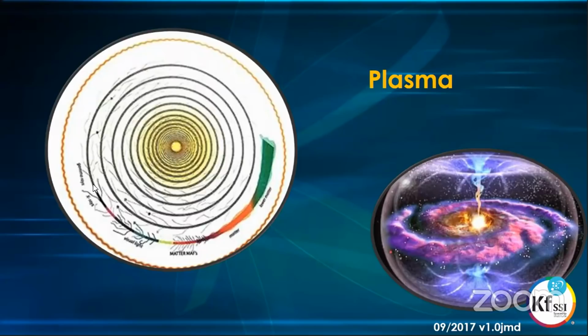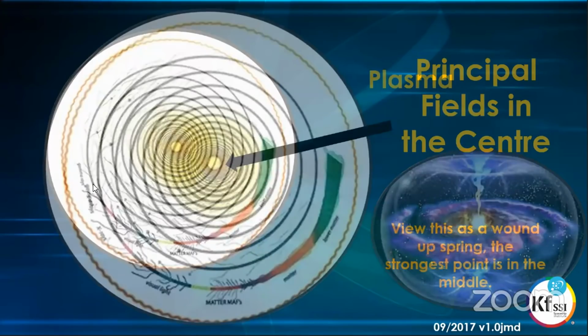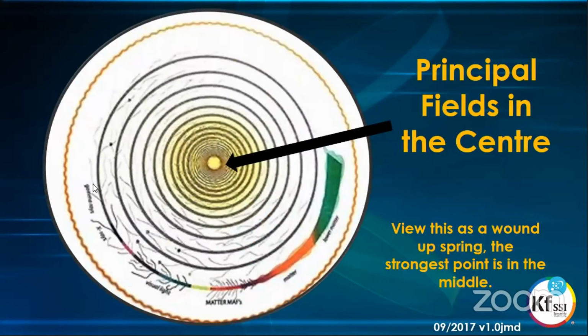Okay, and what we can understand from the spiral is if one views it as a wound up spring, and I think we've all played with springs before, when you wind them up, the strongest point in that spring is in the center. And this is what we call the principal fields that are in the center. As we move to the outside, we know with that spring they become weaker. So each point on the spiral represents a certain magnetical and gravitational field strength. So obviously the real center point of your spiral is going to be the strongest, and that's your principal field.